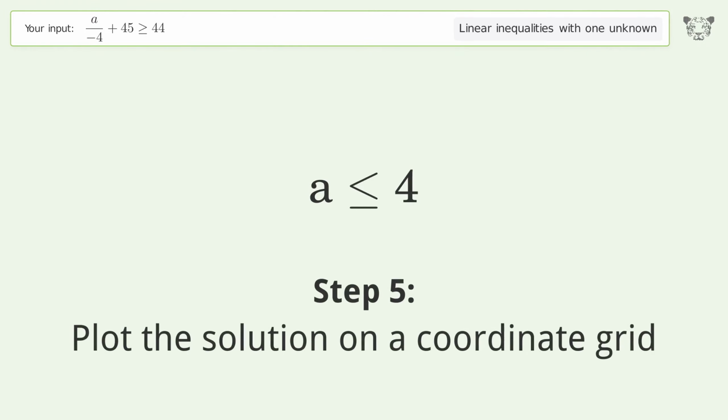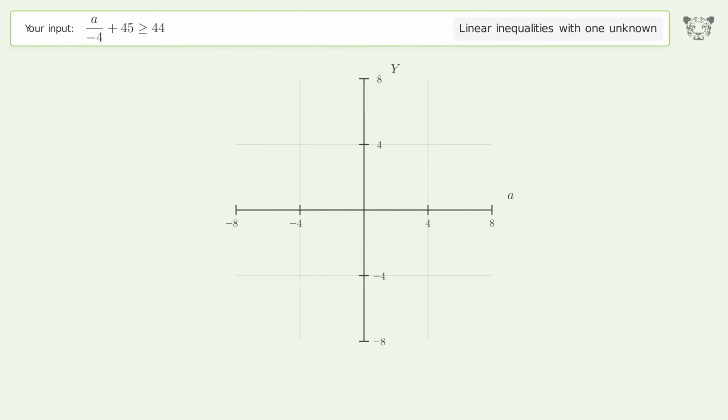Plot the solution on a coordinate grid. And so the final result is a ≤ 4.